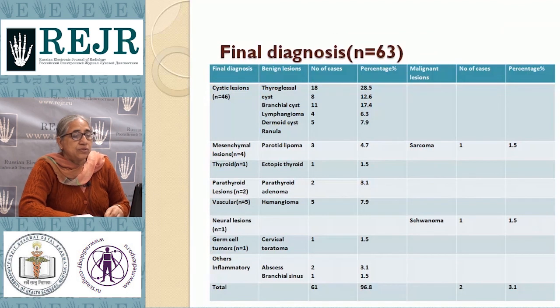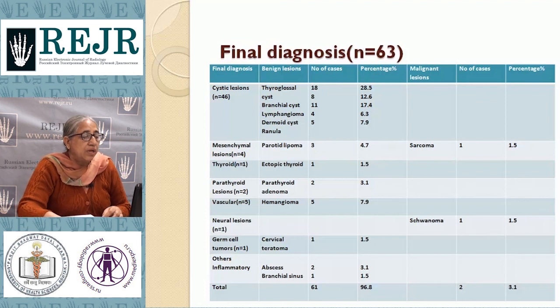So, final diagnosis that was achieved was cystic lesions were seen in 46 patients, mesenchymal in 4, thyroid in 1, parathyroid 2, vascular 5, neural 1, germ cell tumor 1 and other inflammatory lesions like abscess and branchial sinus were seen in 2 patients and 1 patient respectively.